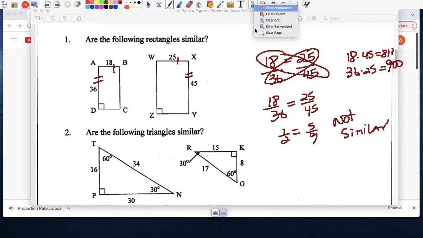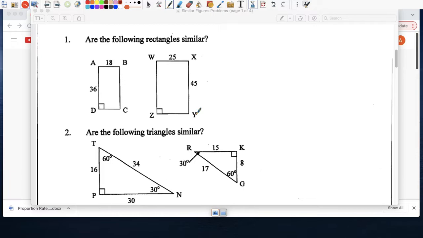Okay, 3. Again, let's identify the corresponding sides. So 34 here would match up with 17. The 60-degree angle, the opposite is 15, and the 60-degree angle here, the opposite is 30, so those two are corresponding, which makes the 8 and 16 corresponding. So let's pick two sides. This 34 corresponds to 17, and this side that measures 30 corresponds to the side that measures 15.